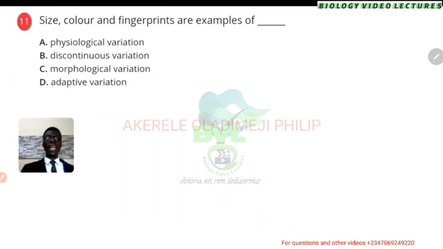Size, color, and fingerprints are examples of, I think we already mentioned color. Okay, eye color there, but that's going to be physiological, which is also continuous variation, because sizes vary, color varies, even fingerprint also varies. So it's not like discontinuous variation whereby it is either present or absent. So this is physiological, which is related to continuous variation.